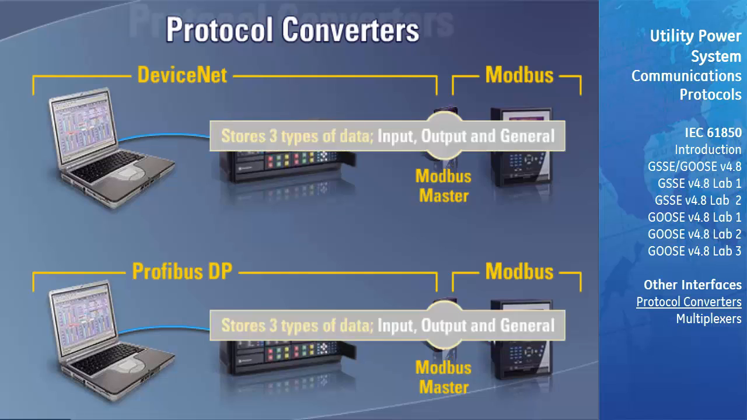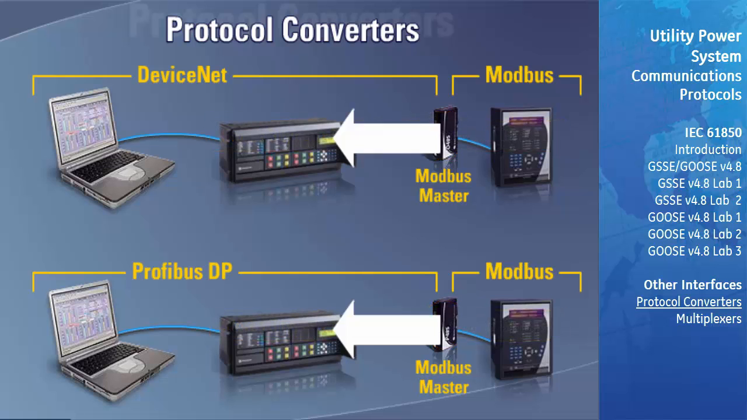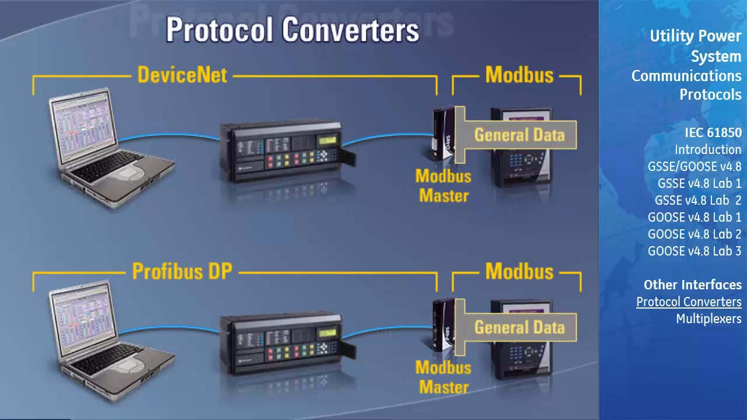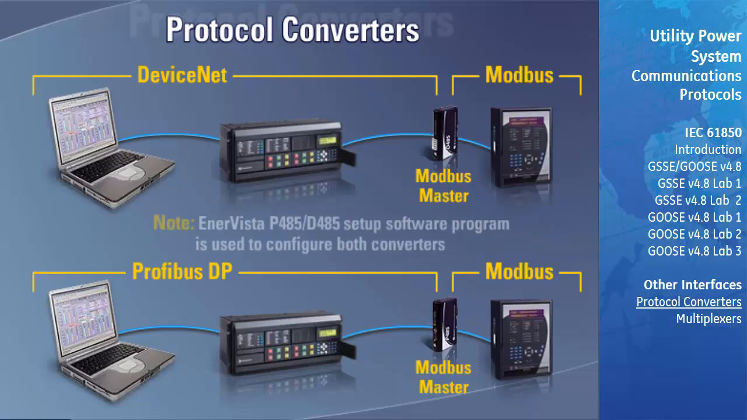In either case, the buffer stores 3 different types of data: input, output, and general data. Input data is sent to either the DeviceNet or Profibus master from the Modbus LAN, while output data is sent to the Modbus LAN. General data cannot be accessed from the Profibus or DeviceNet LAN and is used for transfers between slaves on the Modbus network or as a general scratch pad for data. Either converter can handle up to 1024 bytes of general data. Note that the EnerVista P485D485 setup software program is used to configure both converters.